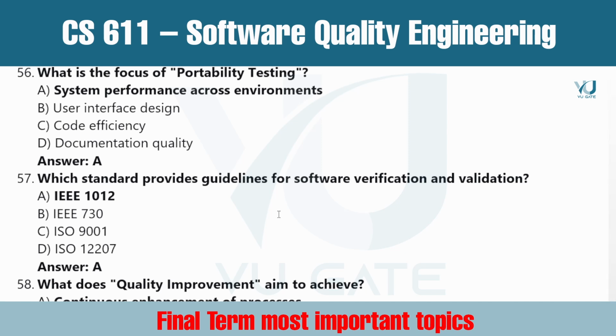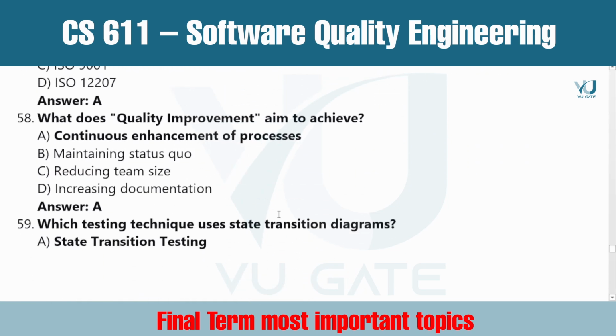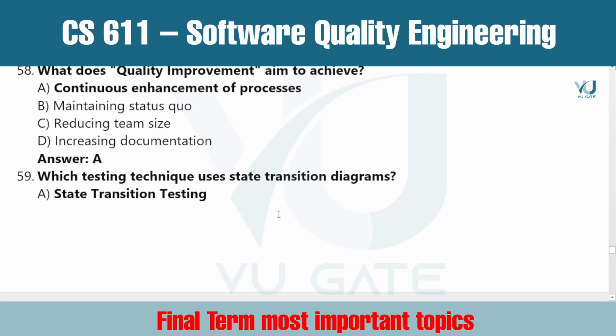Question 57. Which standard provides guidelines for software verification and validation? The correct answer is option A, IEEE 1012. Question 58. What does quality improvement aim to achieve? The correct answer is option A, continuous enhancement of processes. Question 59. Which testing technique uses state transition diagrams? The correct answer is option A, state transition testing.